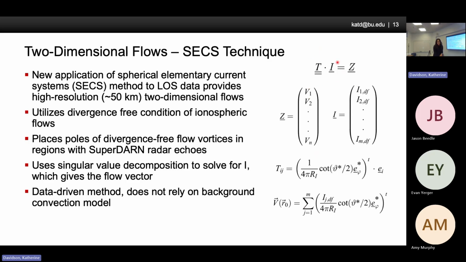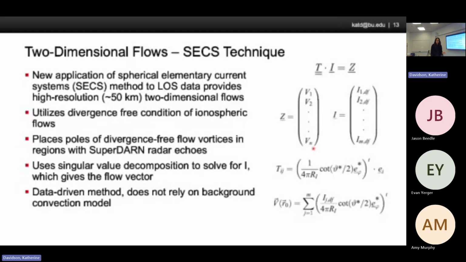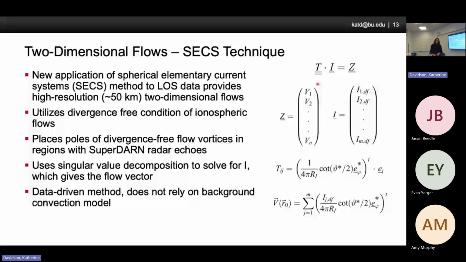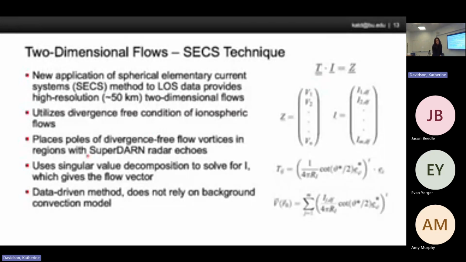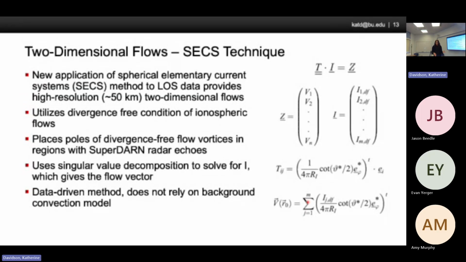And that results in this matrix equation here where Z is your line of sight velocity data from the radar. I is your pole of divergence-free flow. And then the transformation matrix T just converts your pole of divergence-free flow to the line of sight data. And then you do a singular value decomposition to get I, which gives the flow vector in the bottom equation here. In addition to being high resolution, this is also a completely data-driven method. It doesn't use any background models to fill in any data gaps. So it's true data, true high resolution flows.